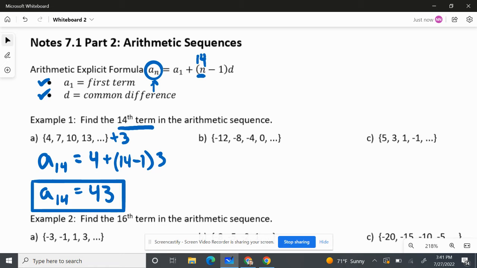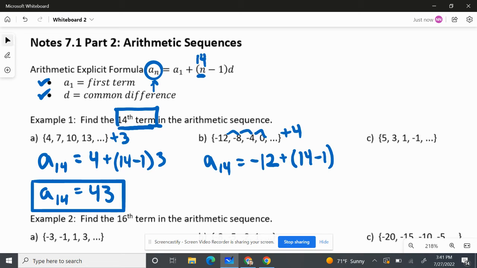For letter B, we're trying to find, once again, the 14th term, because that's what it tells us to do. Our first term is negative 12. We're going to put plus 14 minus 1. And then if we're looking at this, notice that it's going up by 4, so we're adding 4. So we multiply it by 4.